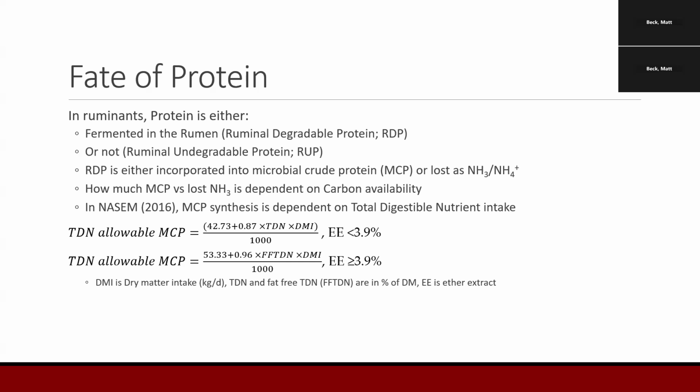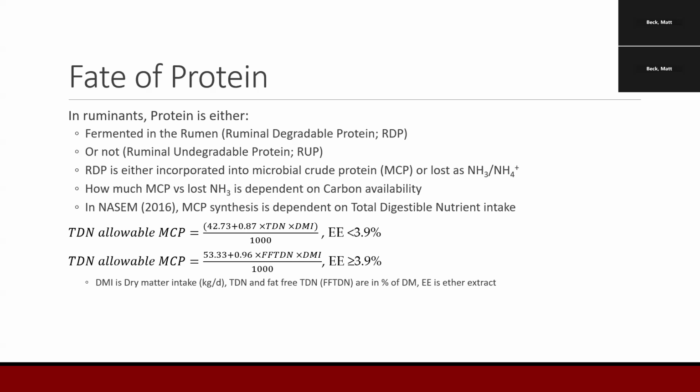All right. So that RDP that's converted, some of it's going to be captured as MCP, some of it's going to be lost, absorbed as ammonia from the rumen wall. That ammonia is going to go to the bloodstream, go to the liver, be converted to urea, and then excreted in urine as urea nitrogen. So the amount of that ammonia that is captured by those microbes to be converted to MCP is going to be based off of how much available carbon there is for them to match carbon skeleton with ammonia.